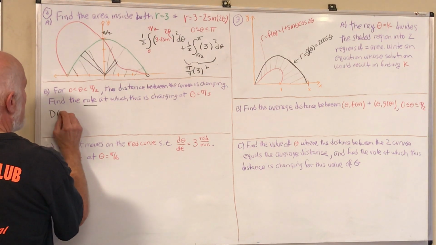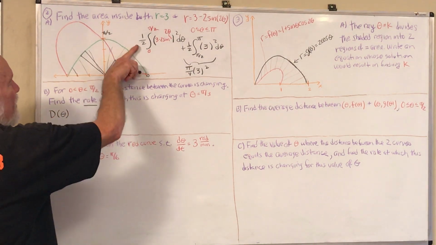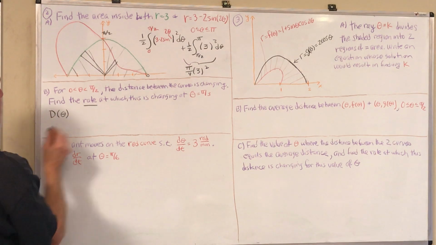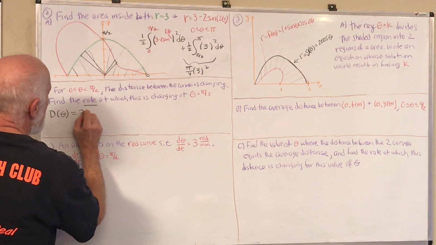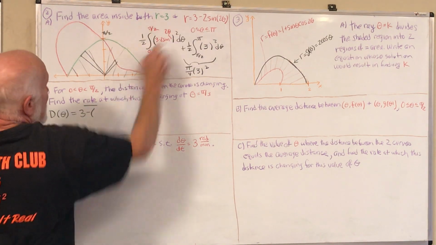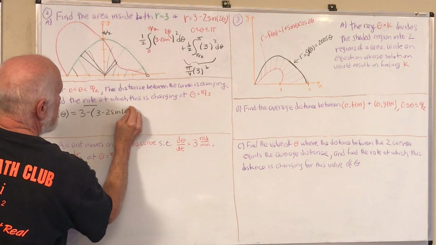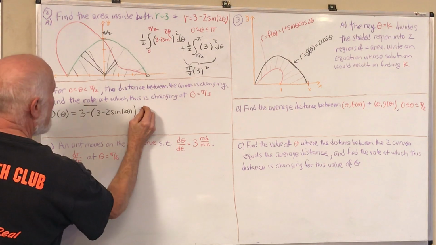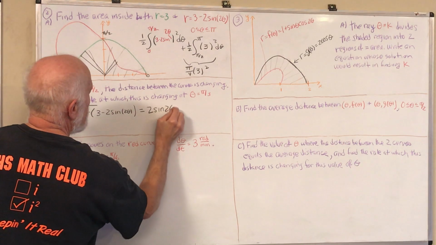So that distance is a function of theta, and I want to take the derivative, so I'm going to come up with a variable. Call it anything you want. I'm calling it d for the distance, which is a function of theta. And what is that distance? It's this r value, the bigger one, 3, minus this other r value. And that can simplify 3 minus 3 into 2 sine of 2 theta.